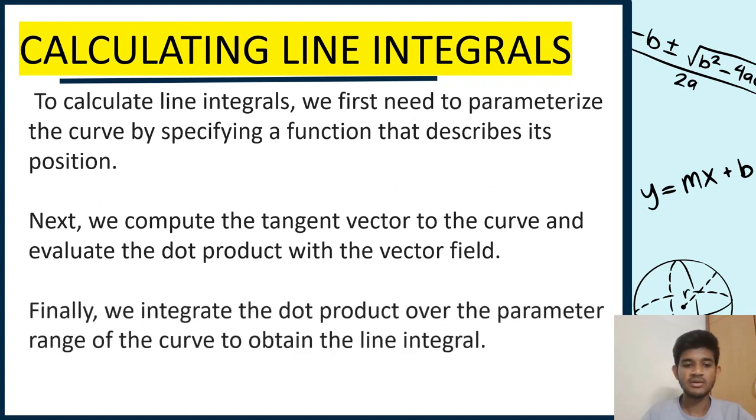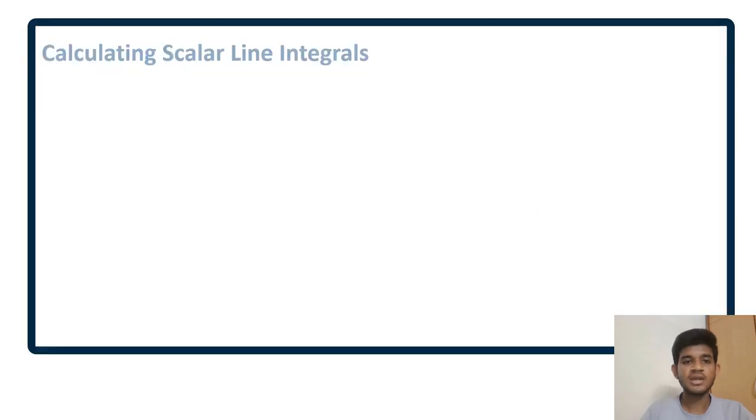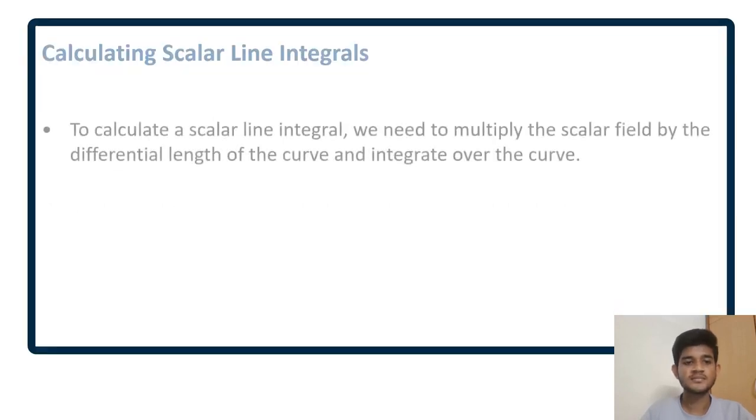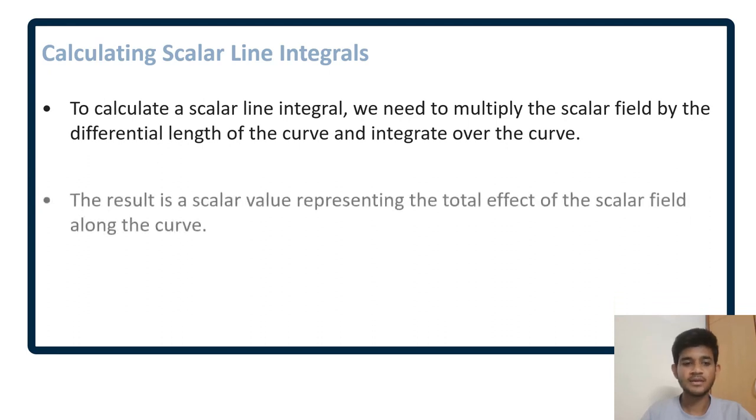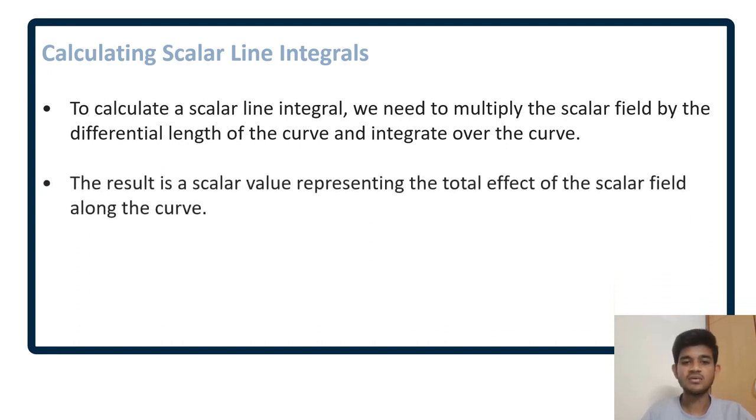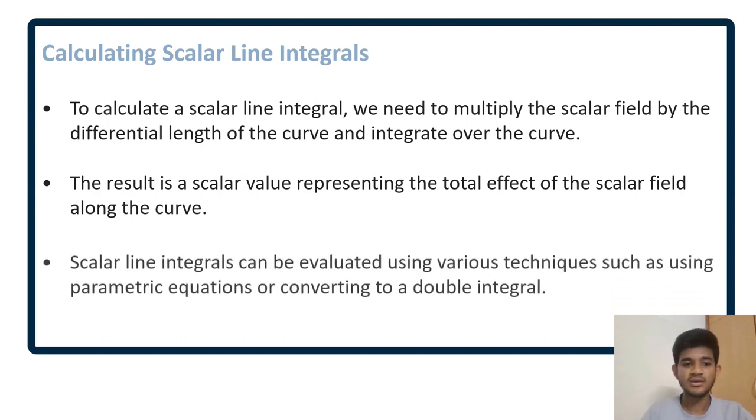Calculating scalar line integrals. To calculate a scalar line integral, we need to multiply the scalar field by the differential length of the curve and integrate over the curve. The result is a scalar value representing the total effect of the scalar field along the curve. Scalar line integrals can be evaluated using various techniques such as using parametric equations or converting to a double integral.